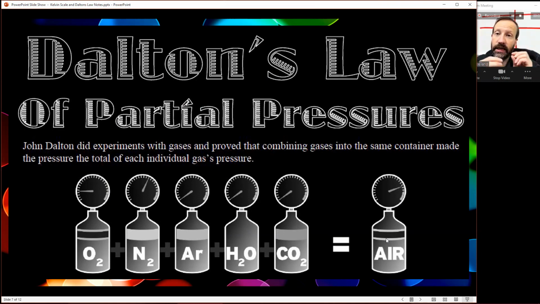I can add up the individual parts, the partial pressures, that's what we call those individual parts. And when I add them all up together, I get the total pressure. Now, often in chemistry, that's not super helpful to us because we're going to do it in reverse. But let me get to another example, okay?